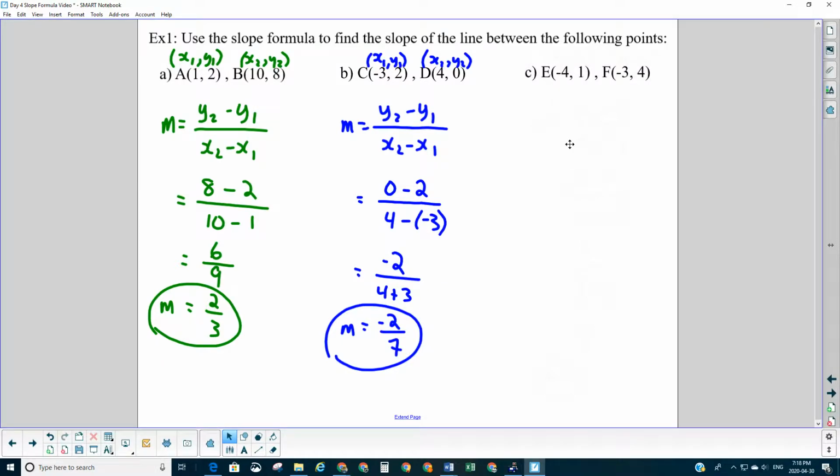C. We've got our points. What's the first thing we do? That's right, write down the formula. Okay, let's do our y2 minus y1. So 4 minus 1, that part we've got. And then here we've got some negatives, so we're going to be very careful. X2 is negative 3. And we are going to subtract, what are we subtracting? A negative 4.